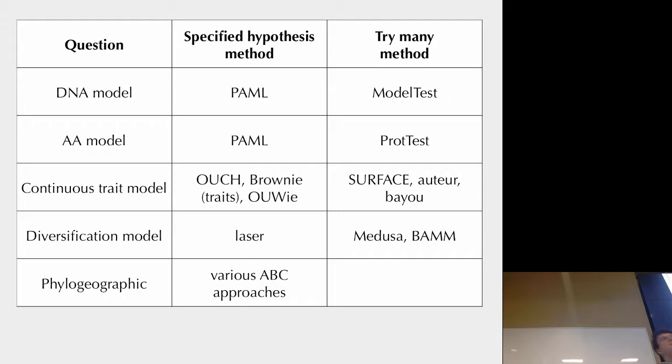But I want to come in and say, data, tell me what hypotheses I should have. Tell me what models you like. Those are programs like ModelTest, or codeml, or SURFACE, or auteur, or BAMM, right? And for phylogeography, now we have FRAPPLE. So to solve that use case, you have this question of what could be my phylogeography, help me figure that out.